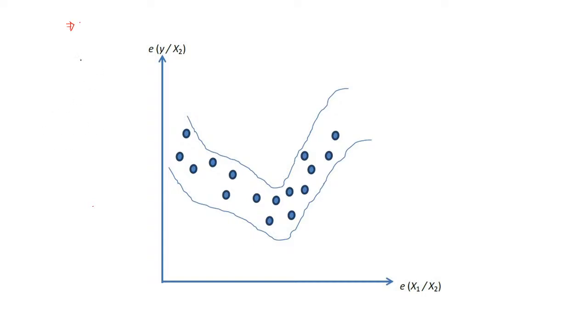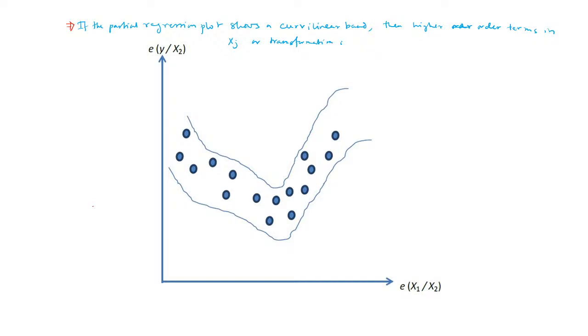If the partial regression plot shows a curvilinear band, then a higher order term in xj or a transformation of xj may be helpful.